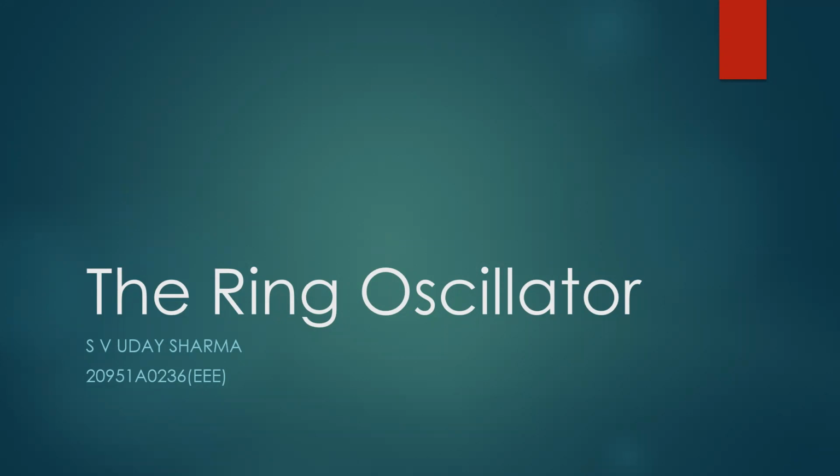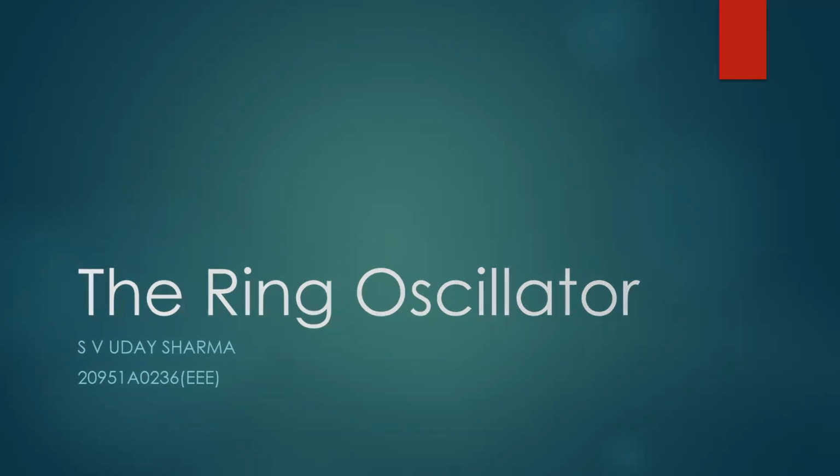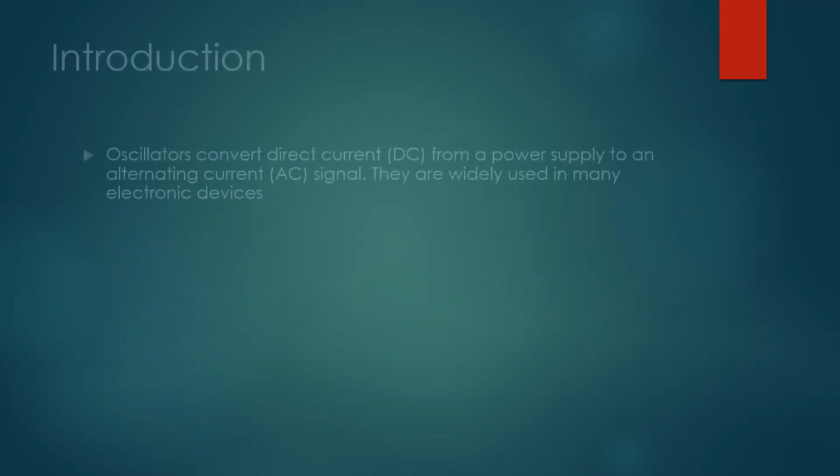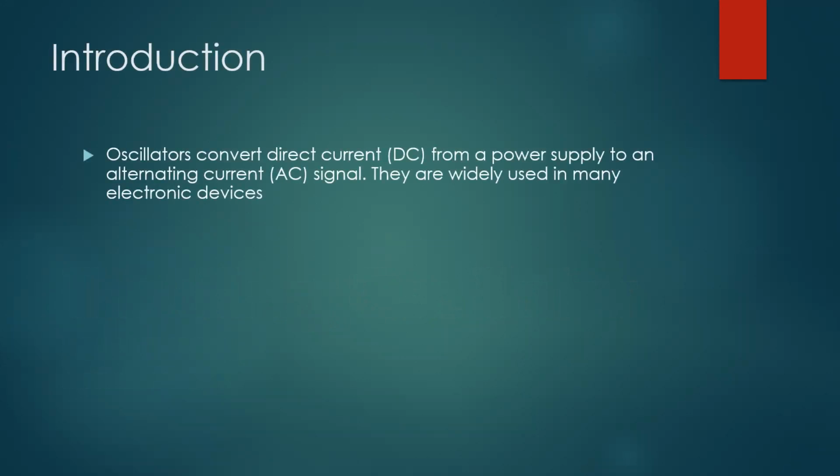Today, I am going to discuss the ring oscillator. Oscillators are basically used to convert the direct current or DC from a power supply to an alternating AC signal. That is, when a DC is provided to the oscillator, an AC output is given. It is widely used in electronic devices.